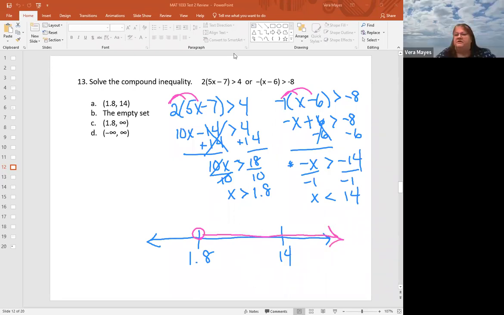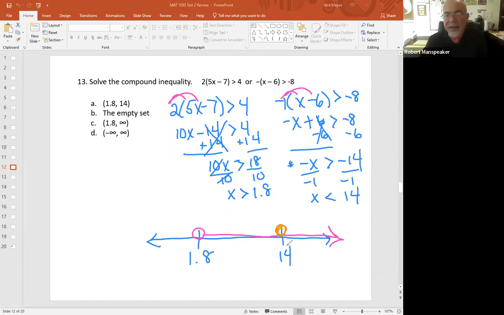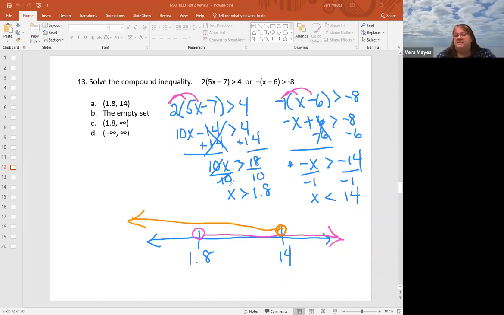Let's get a different color. x is less than 14. There's still no equal bar, so we have an open circle. And less than goes which way? Left. Very good. Now let's go back and see if this is an and or an or. It's an or.